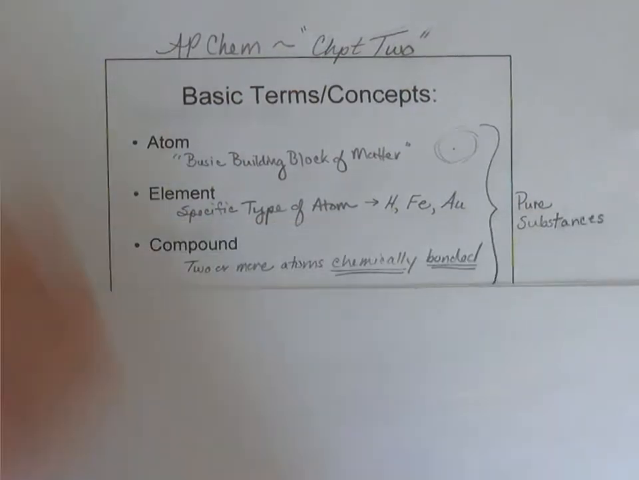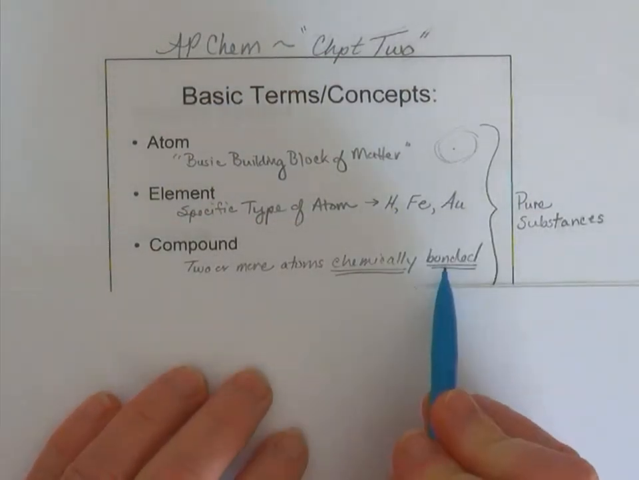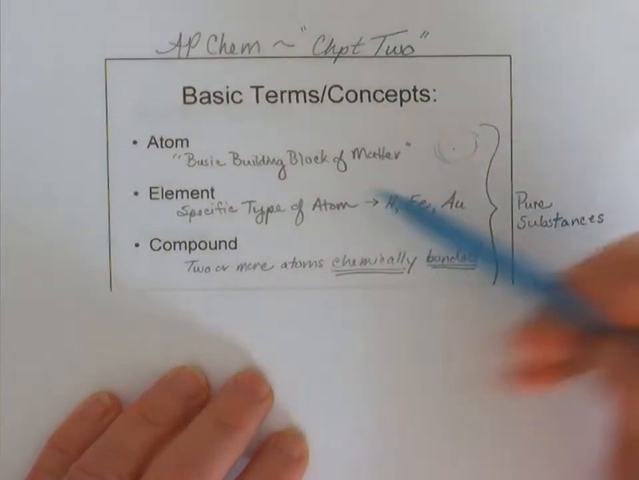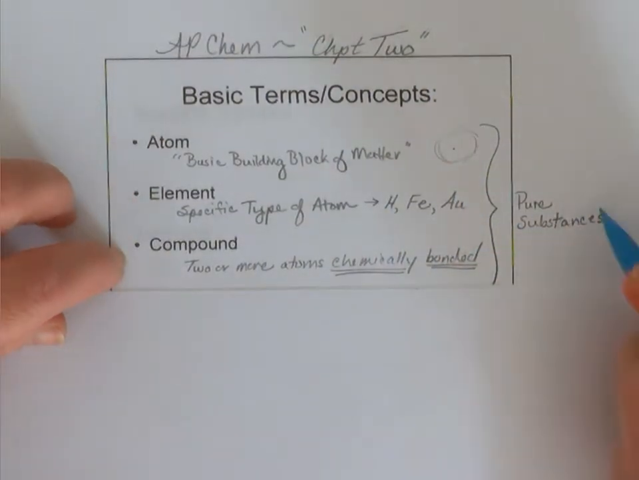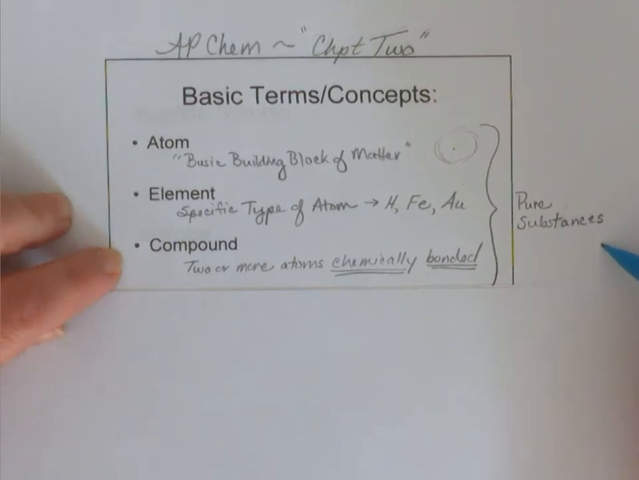Compounds are two or more atoms chemically combined. They are chemically bonded. Remember, elements and compounds are pure substances. They cannot be physically separated.